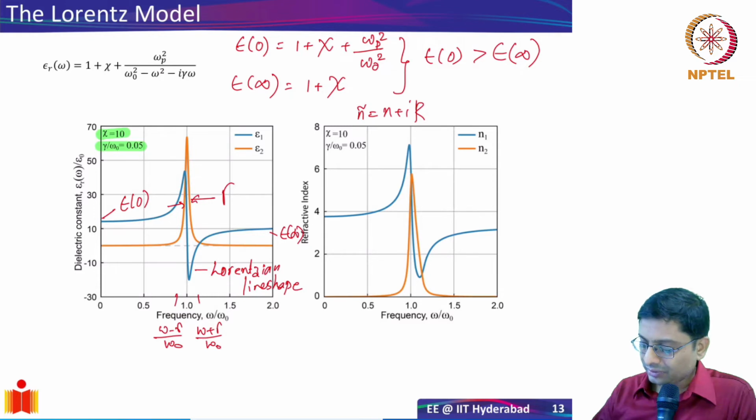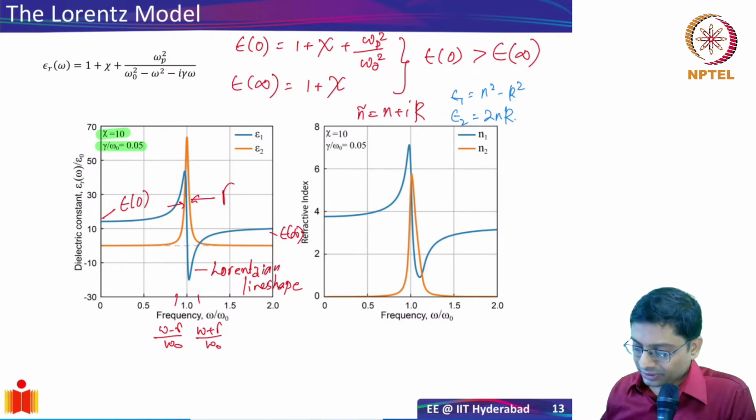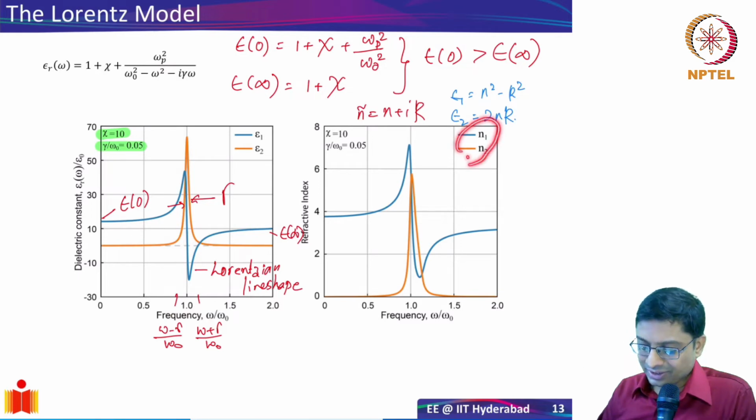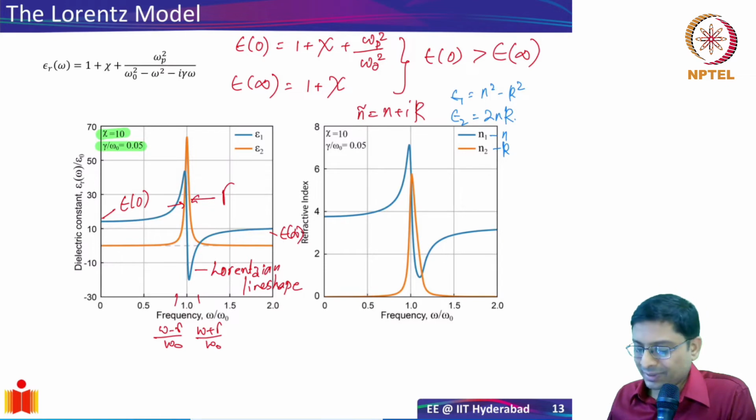From that we saw that we got an expression: epsilon 1 is equal to n square minus kappa square, and epsilon 2 is 2n kappa. This is what we got, and so we can substitute this into the expression and calculate. One of the first things we notice is that now we are talking of n1 and n2, which are essentially n and kappa. I deliberately am using multiple terminologies just to ensure that you are familiar with all of them. You should be able to think of all of them simultaneously.